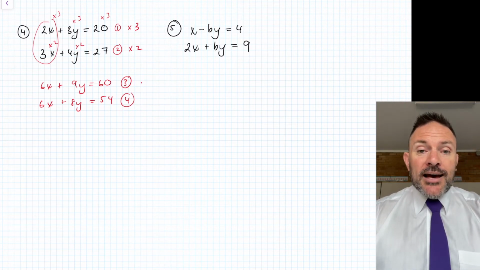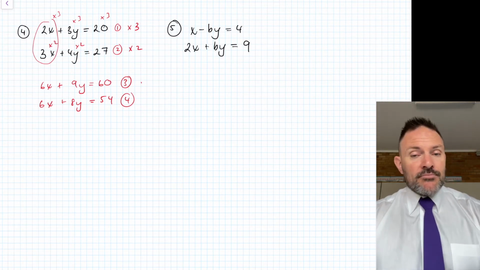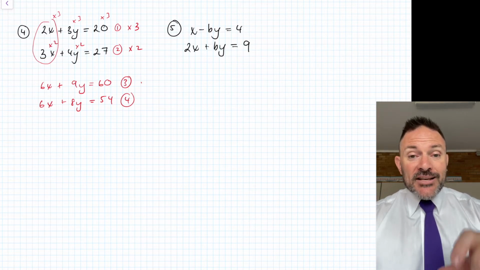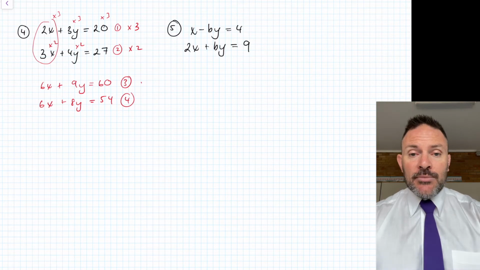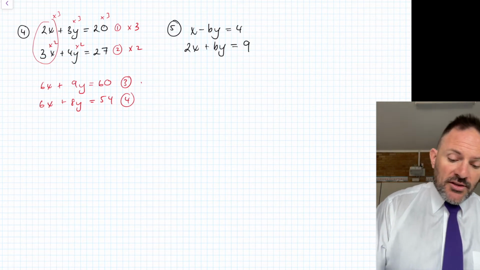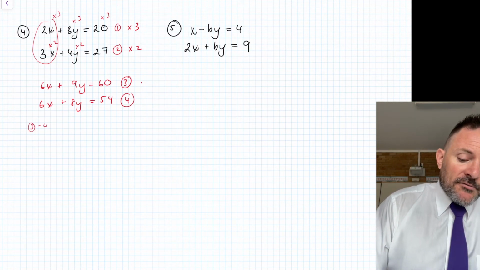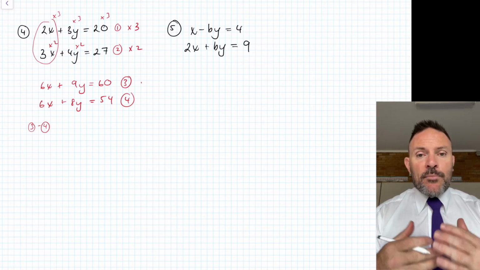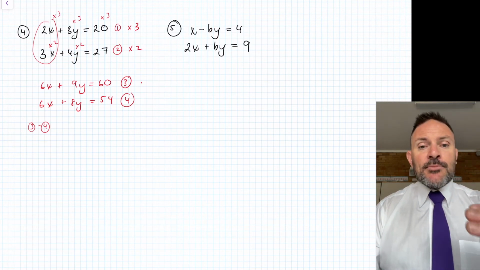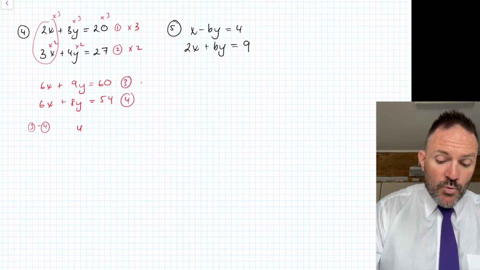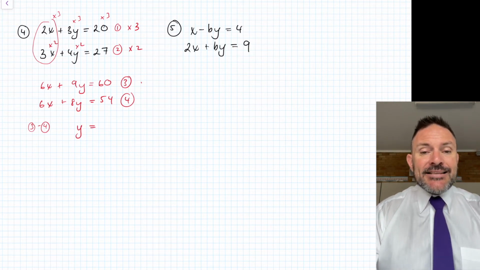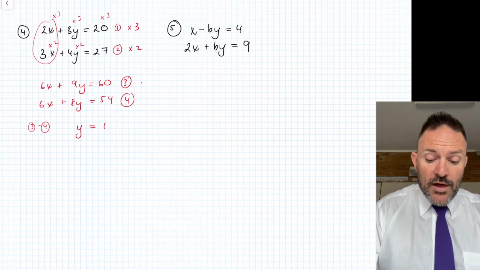Now, when I look at that, see how if I add them, they still don't eliminate. But if I subtract 6x and 6x, that makes 0. They now eliminate. Now, I'm going to use the third equation, subtract the fourth equation, just so I have a positive number. So x minus x is 0. 9y minus 8y, well, that's just going to be 1y. And 60 subtract 54, well, that's 6.